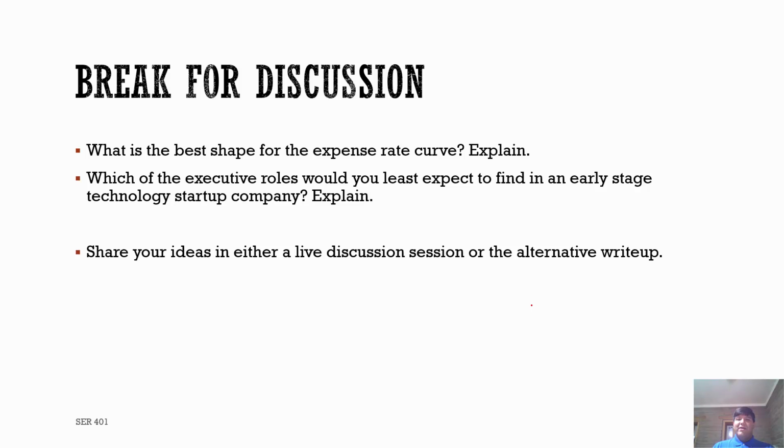And the second one is, which of the executive roles would you least expect to find in an early stage technology startup company? Explain. So maybe you can think to yourself about these different roles. Even though we explain all three of them here, not all companies have these. Companies at different levels of development, different levels of maturity, may or may not have these particular roles. So just think about that a little bit. When do I actually need people to wear these hats? Maybe I have companies where there's somebody that wears multiple hats. So spend a little bit of time thinking about that, and we'll discuss it later on.